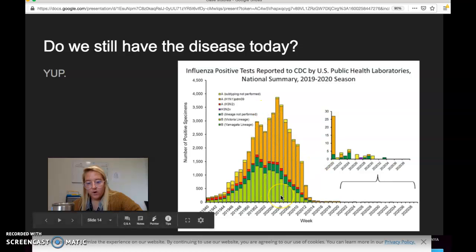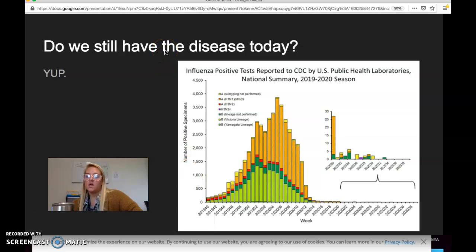The different colored bars here signify the different strains of the flu that we have, but if you just want to look at it as a bar and the whole, that can work as well. The number of positive specimen you can assume is the number of people that tested positive for influenza during that week. Okay, so the takeaway from here is yes, we still have the disease, and we even have a season for the disease, flu season.